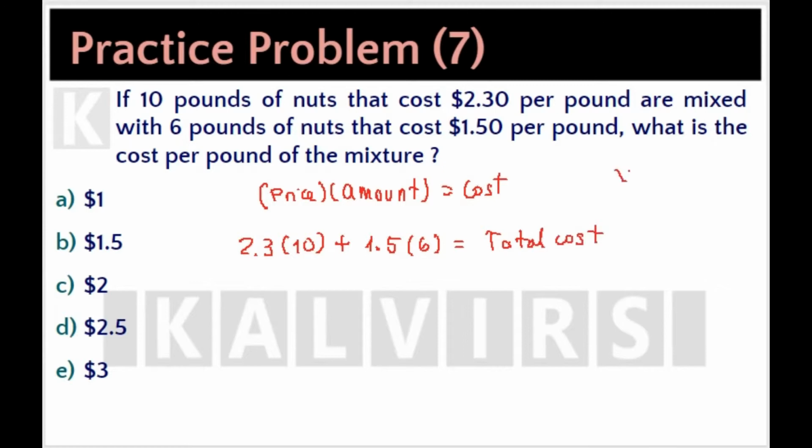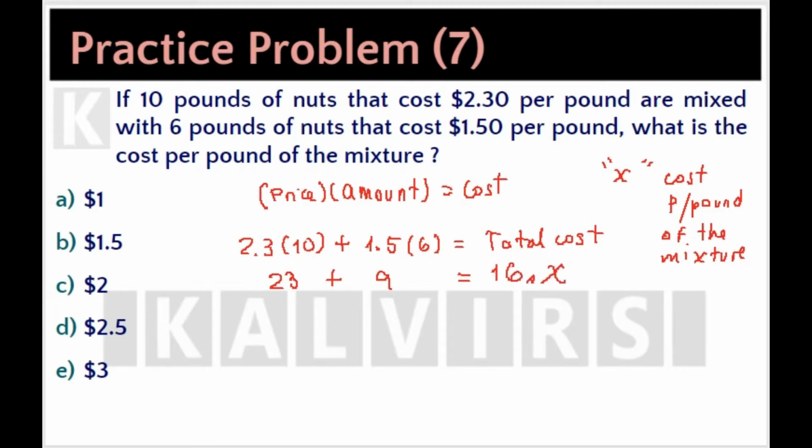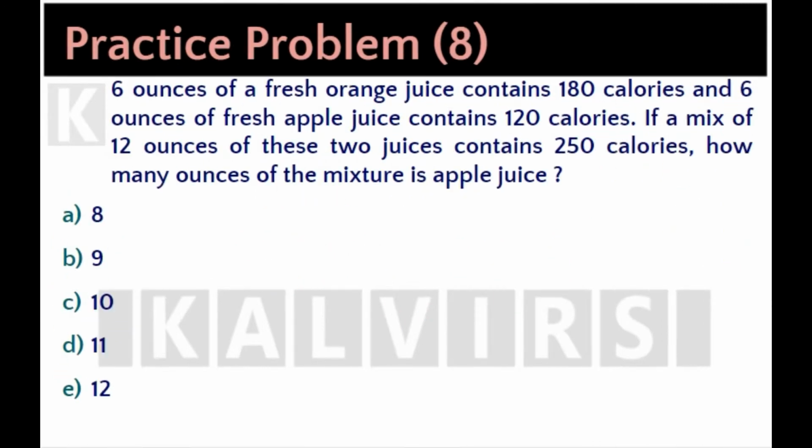And let X be the cost per pound of the mixture, and replace the data given in the equation. Finally, solve for X. Choice C is correct.